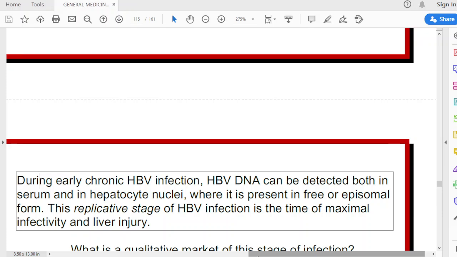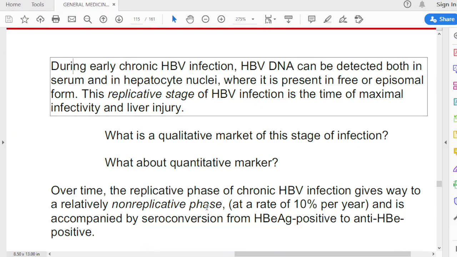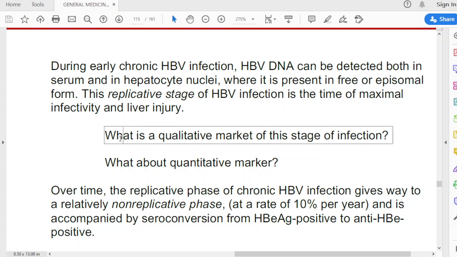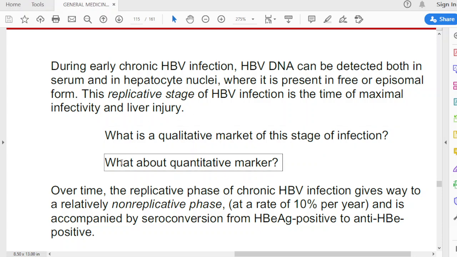During early chronic HBV infection, HBV DNA can be detected both in serum and in hepatocyte nuclei, where it is present in free or episomal form. This replicative stage of HBV infection is the time of maximal infectivity and liver injury. What is a qualitative marker of this stage of infection? What about a quantitative marker?